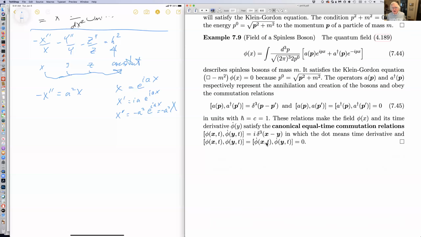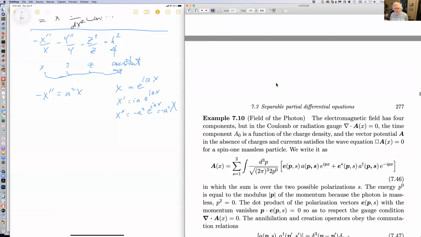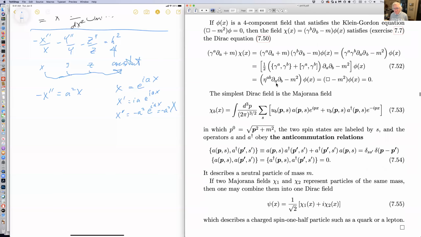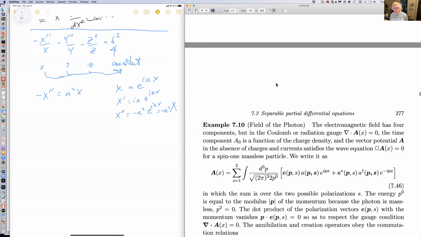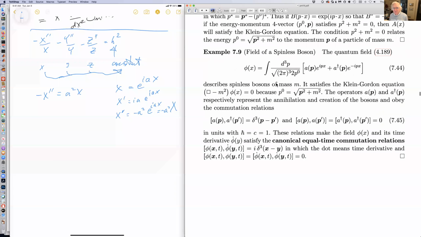So let's see, we've got some more examples here. I don't know how many of these examples I should go through. Some of these are more associated with particle physics. Maybe I'll just go through them very briefly. And if there's a question, send me a chat right away.